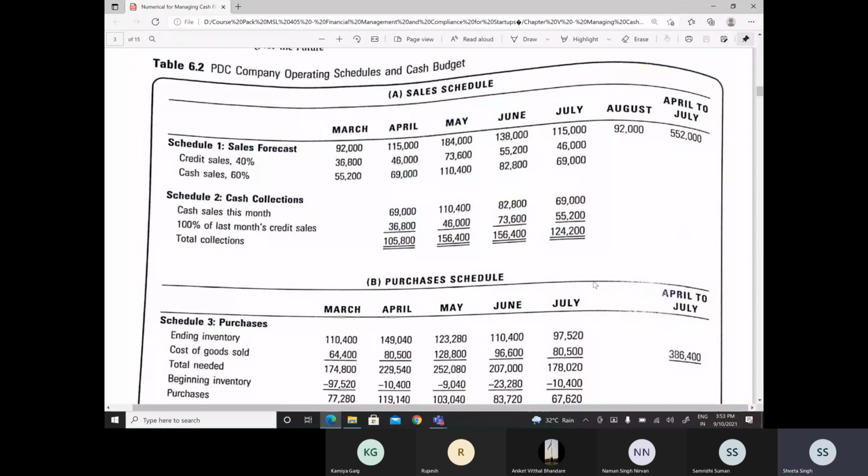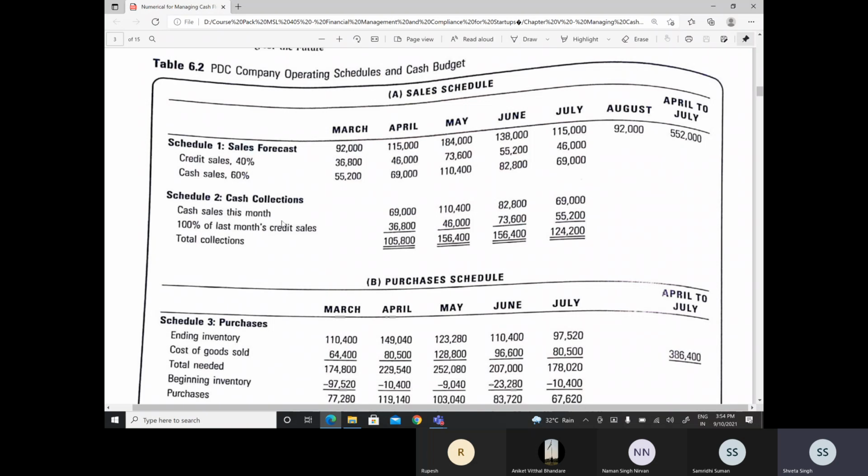So here you can see the detailed way in which we're trying to arrive at the figures. This is the sales schedule in part A, where we have put in the sales forecast for all of the months. And we have also said how much of this portion would be your credit sales and how much of this would be cash sales.